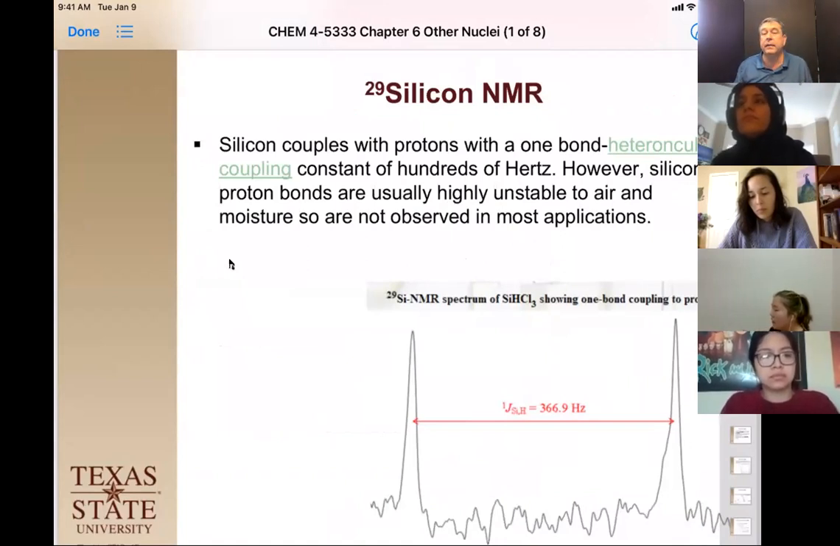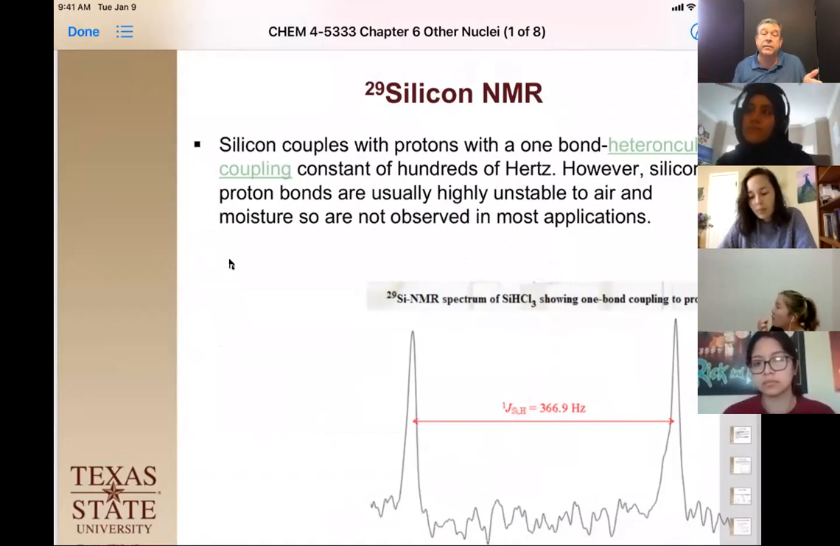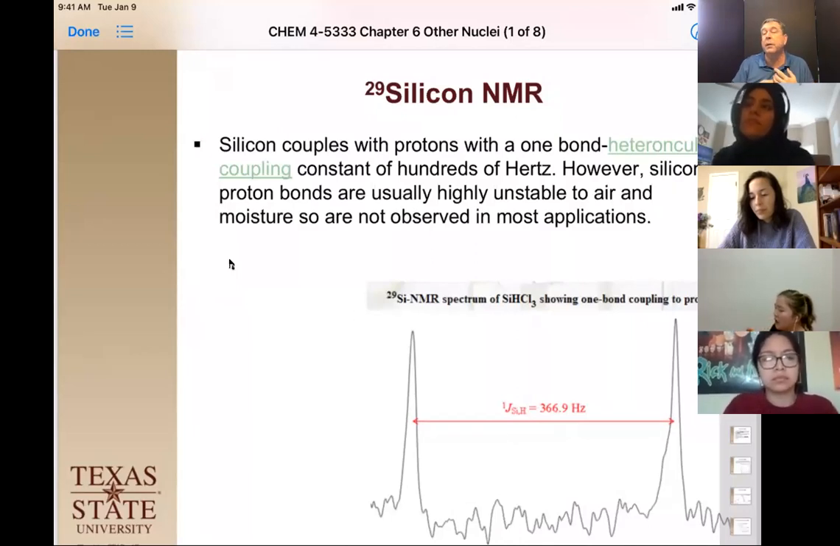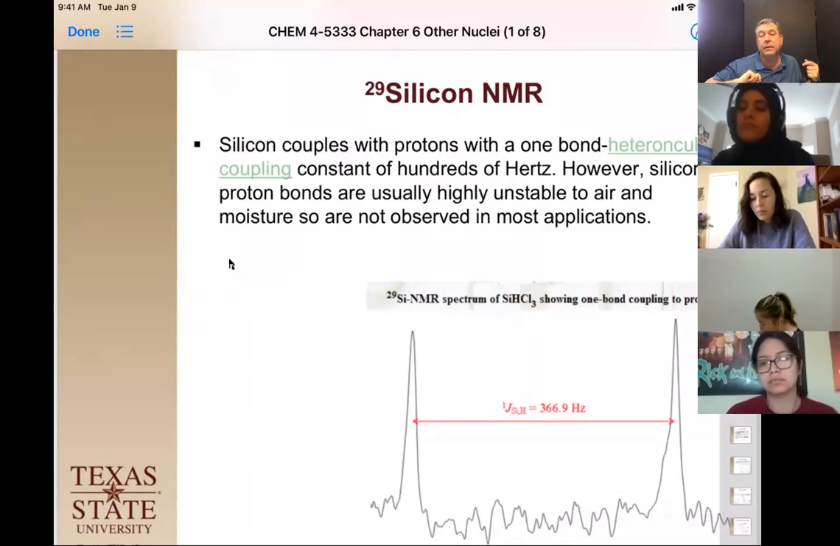Now note, this is a silane. This is an H bonded directly to a silicon. These tend to be fairly reactive to air, so we don't want to use these for a lot of samples, but a lot of the room temperature cured silicones use this kind of chemistry. They'll use a silane, a platinum catalyst, and an alkene. You can watch this coupling diminish to zero as the thing cures, because the hydrogens on that silicon go away and turn into silicon carbon bonds. Then you get a shift and a removal of extra peaks from the system.